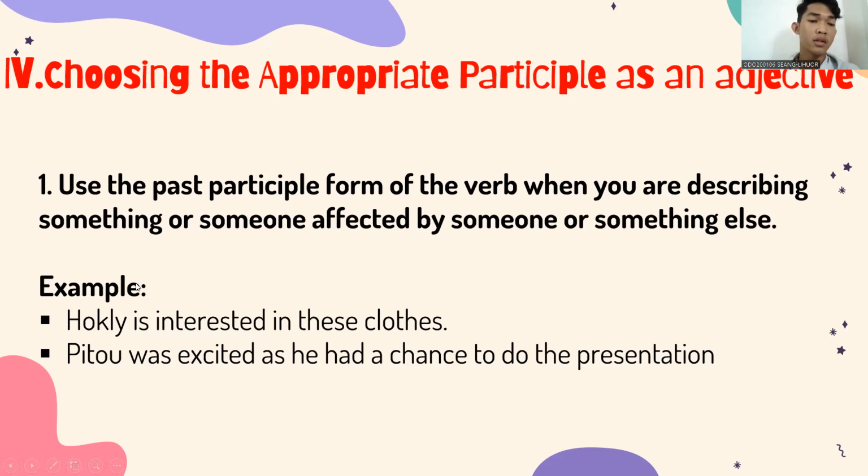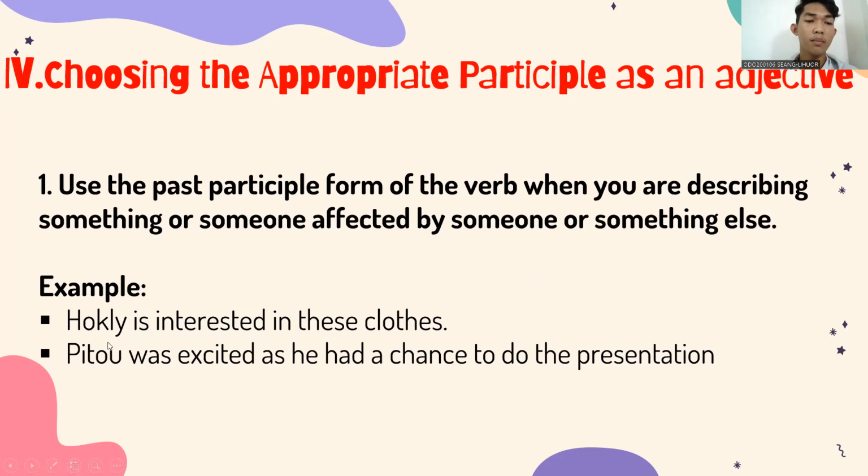Here are two examples that I made for you. The first one: Hockley is interested in this clothes. Why do I use "interested" instead of "interesting"? Because Hockley is being affected by that clothes. You need to know the concept or the meaning of the sentence. It means that Hockley is affected by that clothes, not that clothes are affected by Hockley. So you have to use "interested" instead of "interesting".